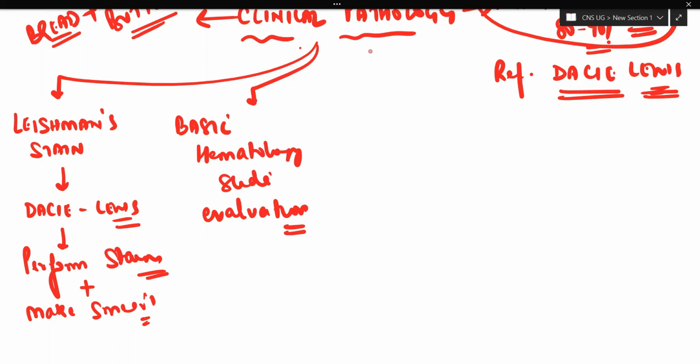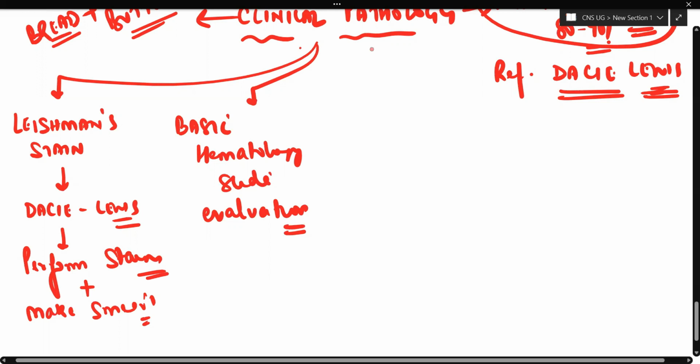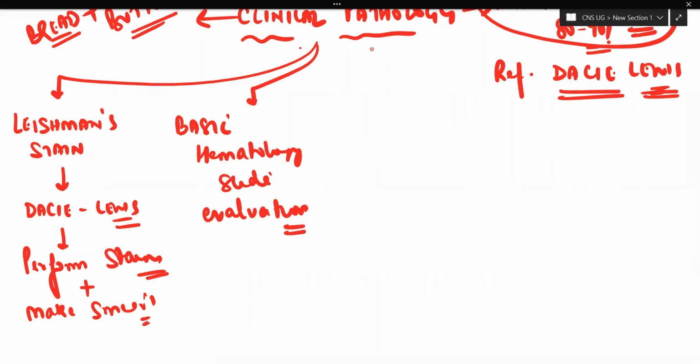So you cannot always take a DC counter and sit and perform a DC for every slide. Sometimes you have to screen more than 50 slides in one day, or sometimes more than 100 slides are given. So you cannot have that much time. So you have to develop your algorithm of evaluation of a particular slide. Understand? This is going to come with time and practice, but basic hematology slide evaluation is very, very important.